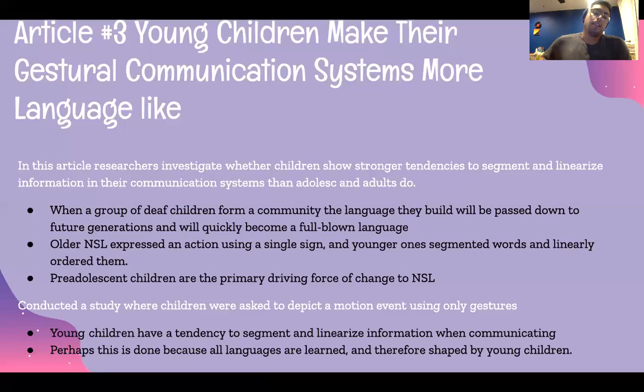One of the driving factors was perhaps this is done because all languages are learned and therefore shaped by young children. So Article 3 tries to examine the driving factors of the change, and at the end it concluded that it's the children themselves driving it. I think Article 3 and Article 1 relate very well, and by putting Article 2 in there, with the way babies are learning language, maybe we can tie that into how these younger children are learning sign language and driving it forward.